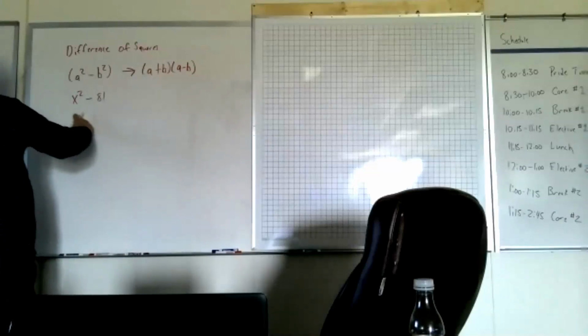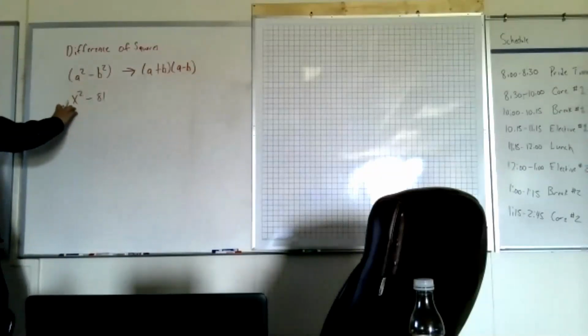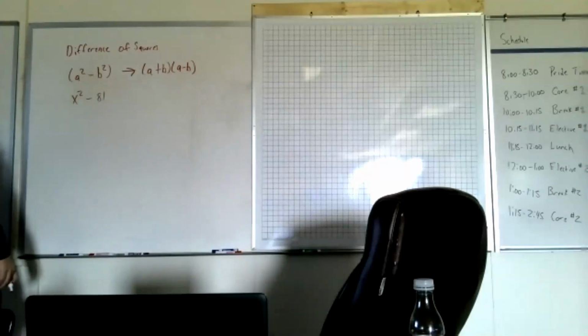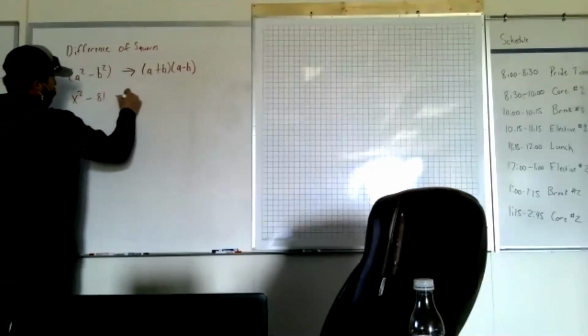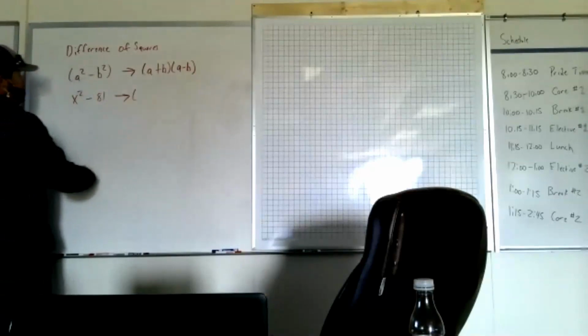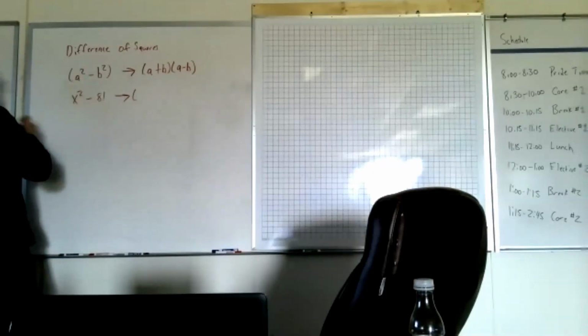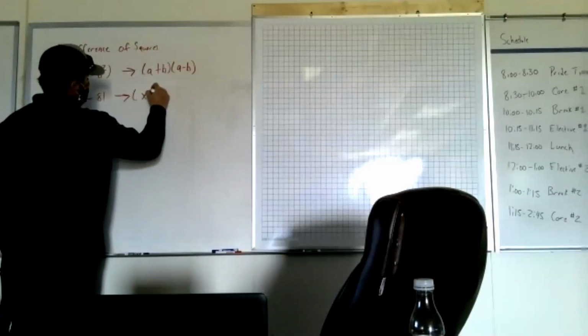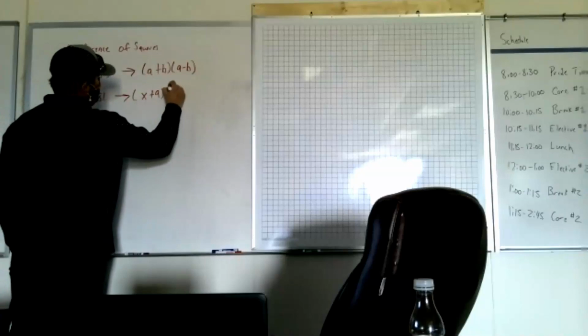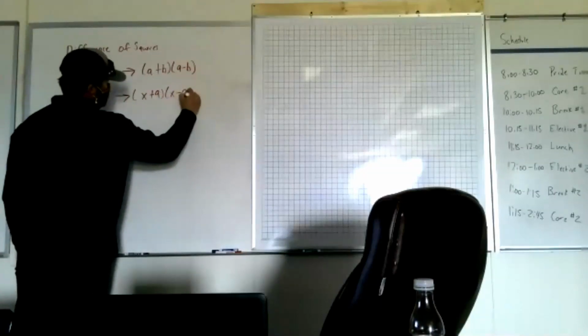Okay, so in this case, A squared is x squared, B squared is 81. The square root of 81 is 9. That's what allows it to be a perfect square. So the factored form of x squared minus 81 is x plus 9 and x minus 9.